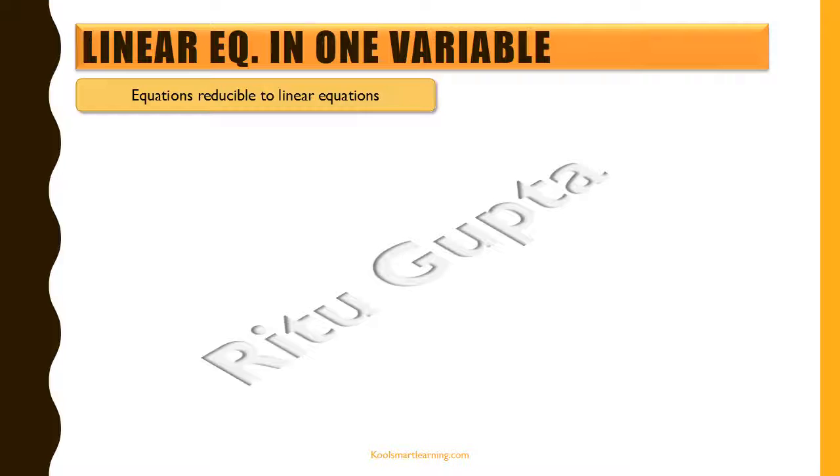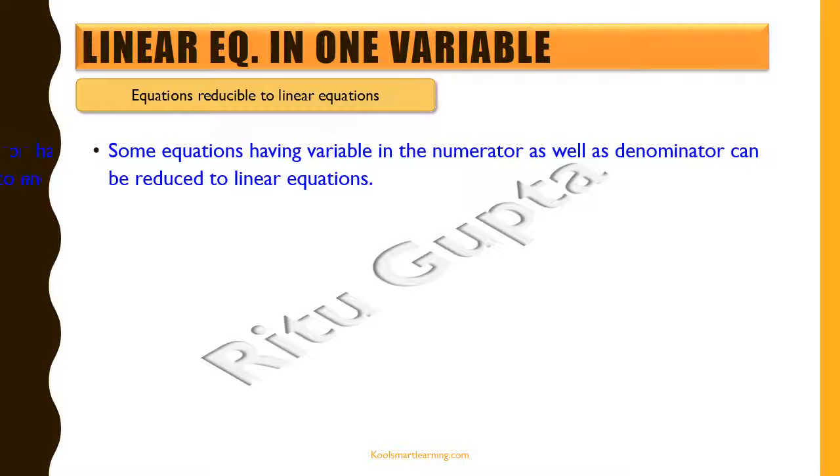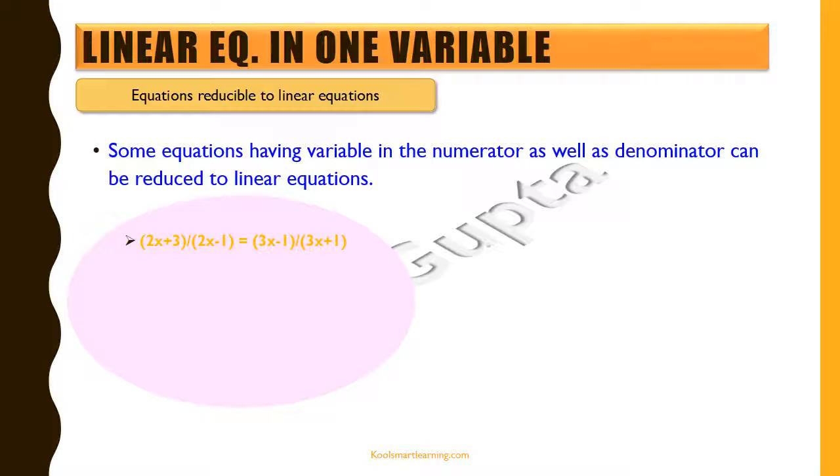Then there are some other equations which can actually be reduced to linear equations. Some equations which have variable in the numerator as well as the denominator can also be reduced to linear equations, and let's look at one example for that category. So if you have (2x plus 3) divided by (2x minus 1) is equal to (3x minus 1) divided by (3x plus 1). Now the simple thing to be done here is to bring everything in the numerator and remove the denominator.